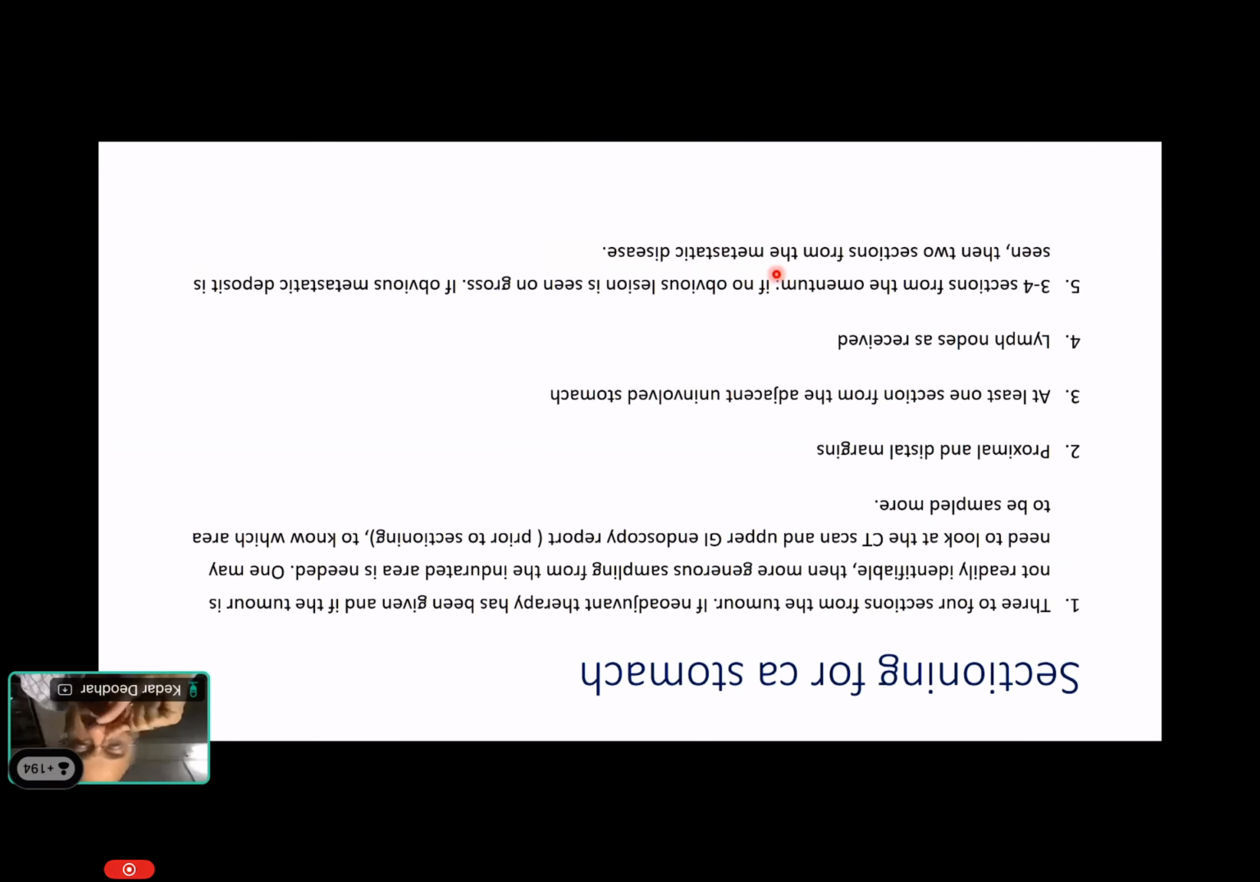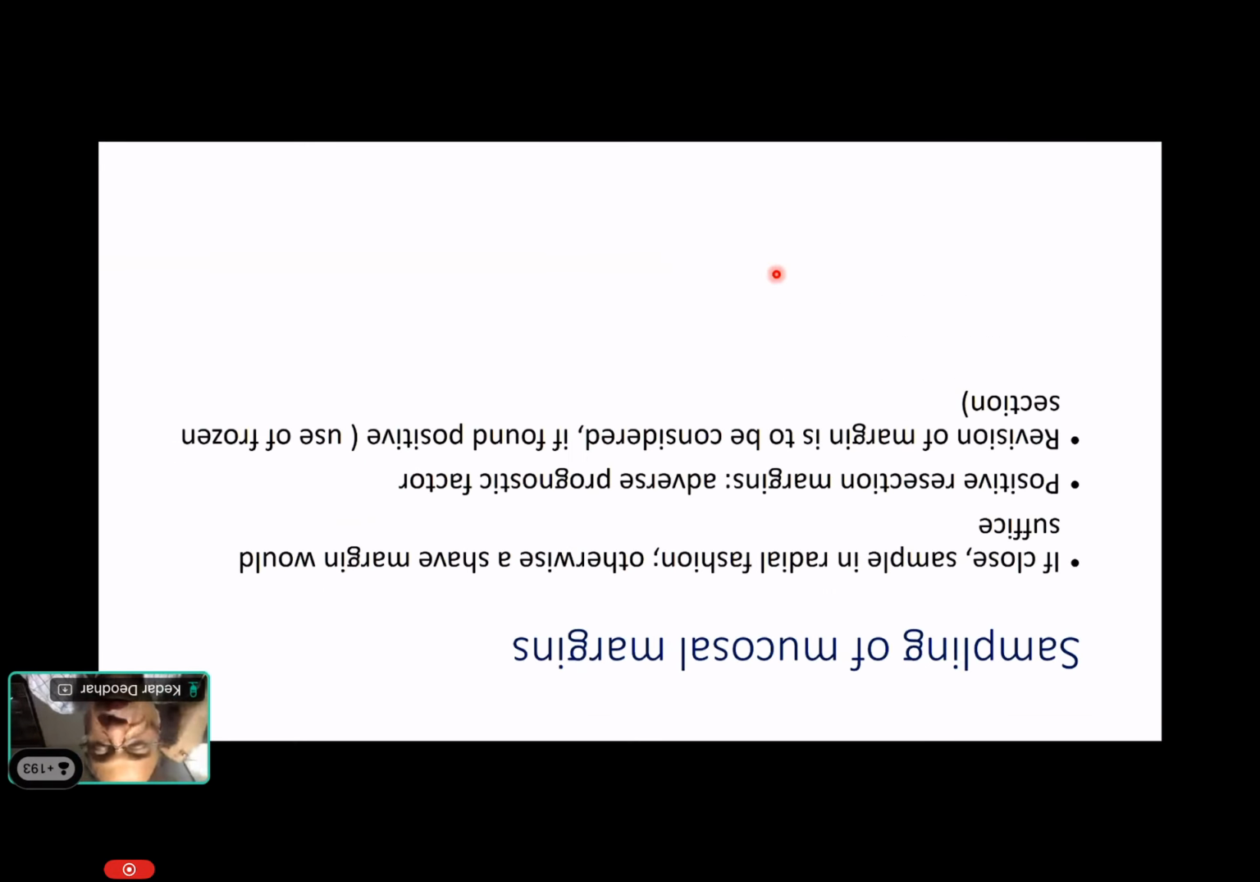So sections, usually we take 3 to 4 sections from the tumor. We take the margins, we take at least one section from the adjacent stomach, and we look at lymph nodes as received. And sometimes or often we will look at omentum, 3 to 4 sections from the omentum if the omentum is grossly normal, whereas if it's obviously a metastatic deposit, 2 sections from the metastatic deposit should be okay. Margin, if it is close, we take the radial margin, but if the margins are far away, the shear margin is sufficient.